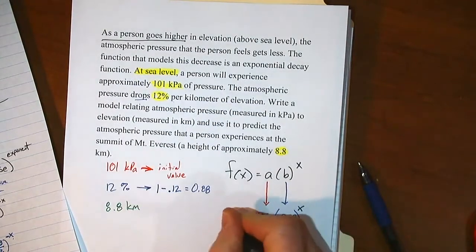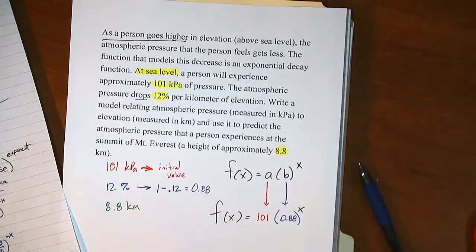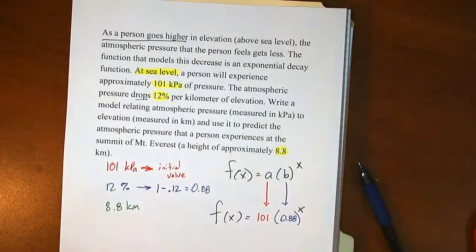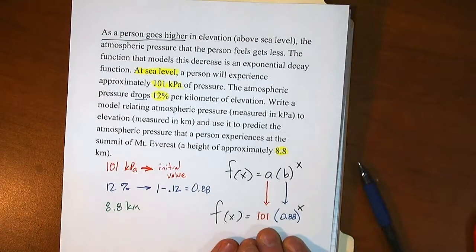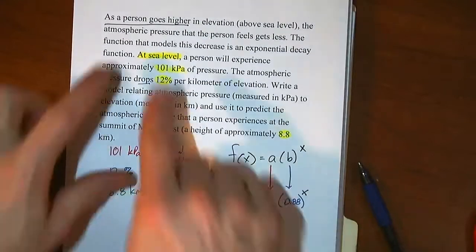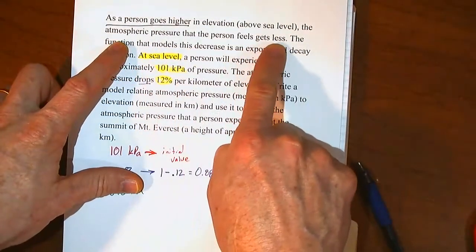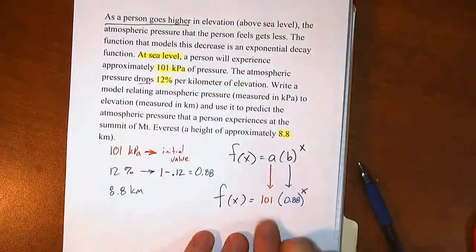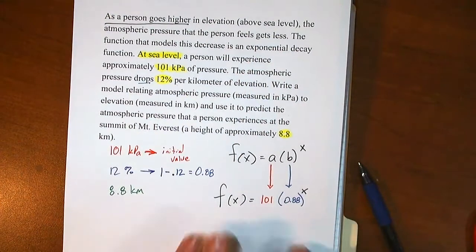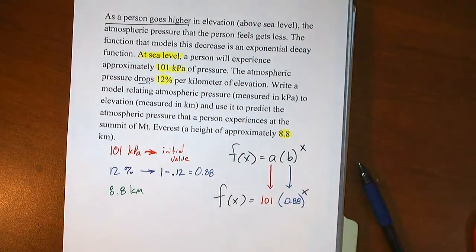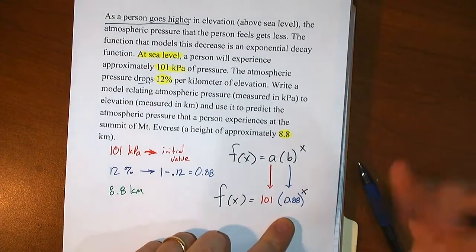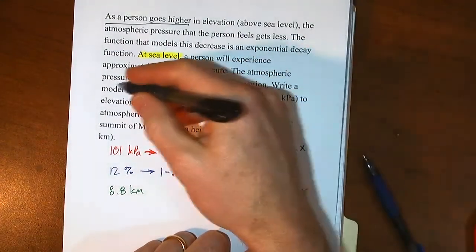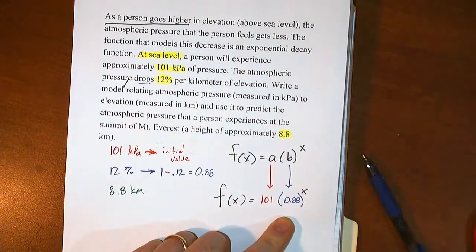Now here's the thing, to be honest. If I were to make it negative and then plug 8.8 into it and type it into my calculator, I'll end up with a pressure that's bigger than 101. And since we know the pressure is supposed to be going down, it's supposed to be getting less, if I got an answer bigger than 101, I would know something was wrong. But okay, now I've got my model. So I've answered this first part, write a model. That's done.